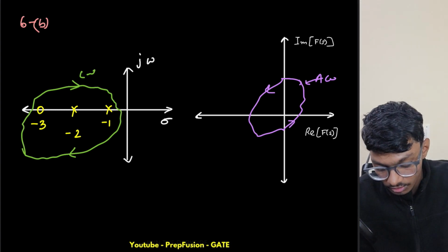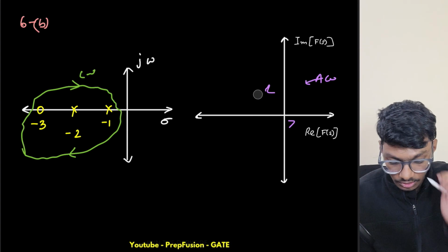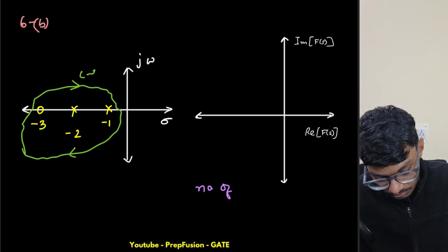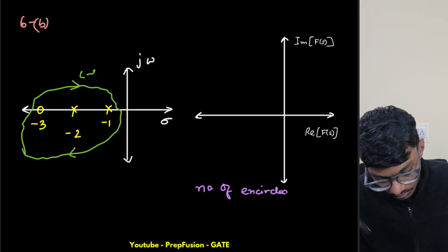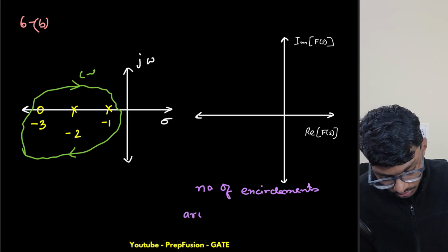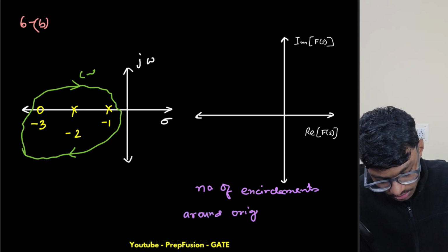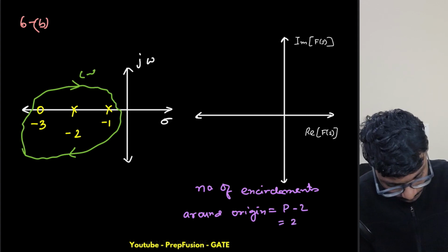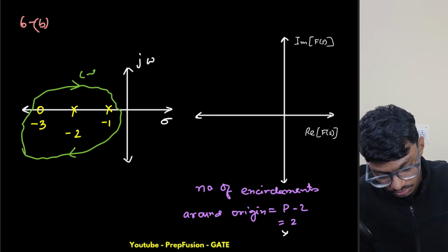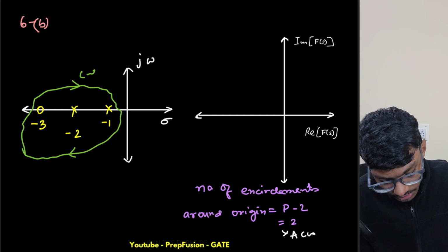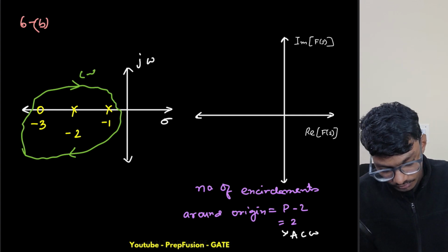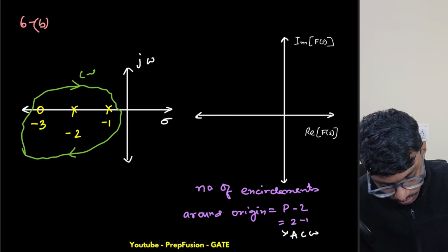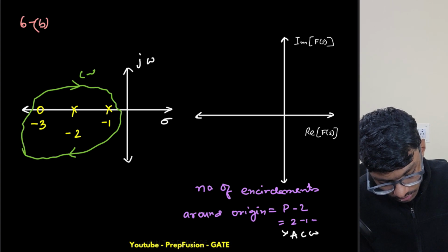So I will not draw it, because drawing it will be difficult. What I will write here is that my number of encirclements around the origin will be equal to p minus z, equals 2 minus 1, in the anti-clockwise direction, which is equal to 1 itself.